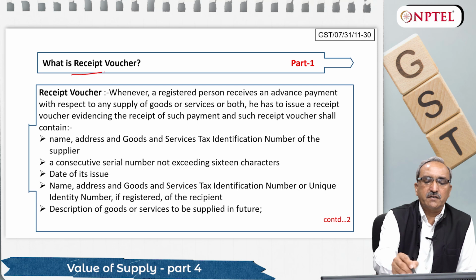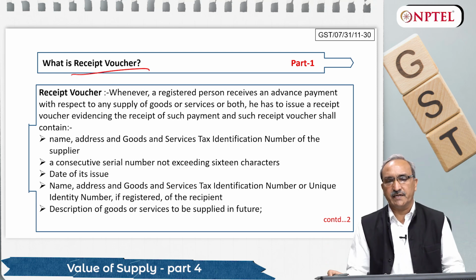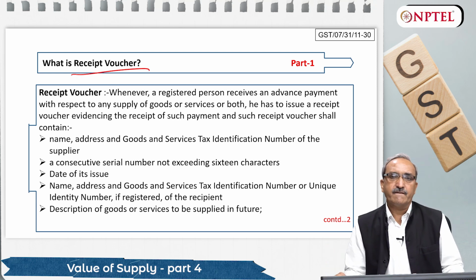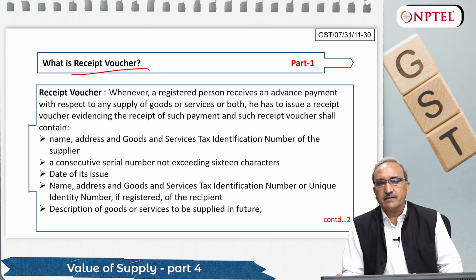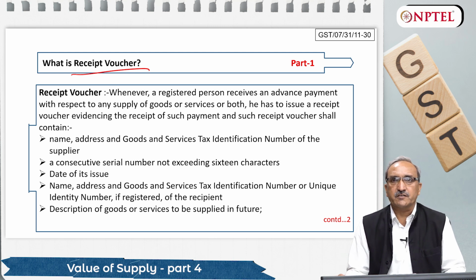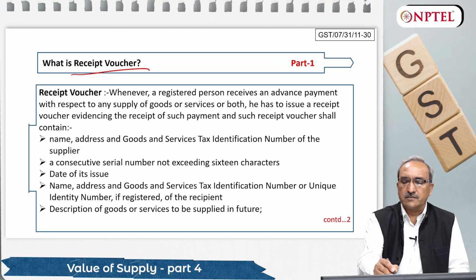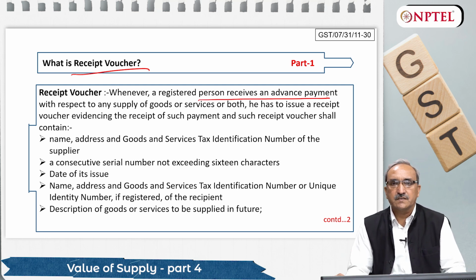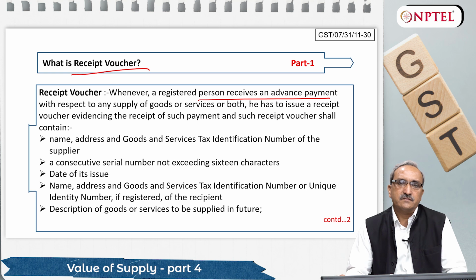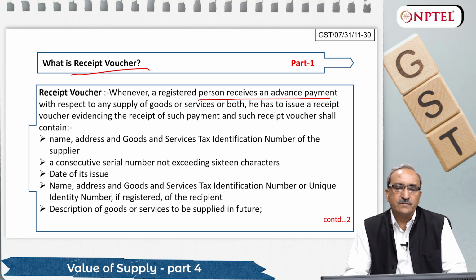What is a receipt voucher under GST? These are some documents explained along with the invoices which are relevant under GST for business transactions. Receipt voucher, it says, whenever a registered person receives an advance. It happens in business transactions sometimes that we need to pay advance to our supplier, only then he will supply goods. Sometimes full advance is required or sometimes part payment is required.